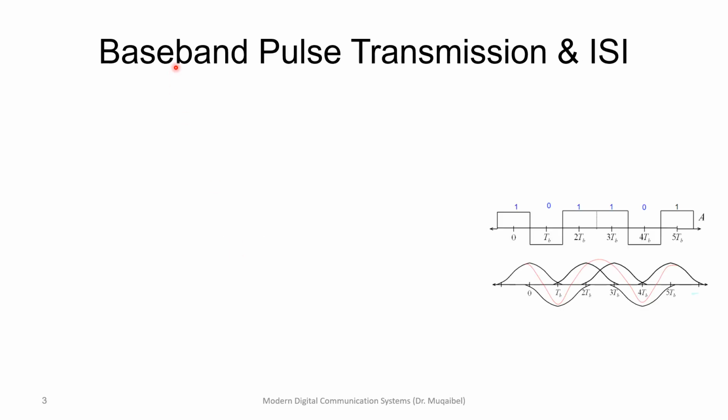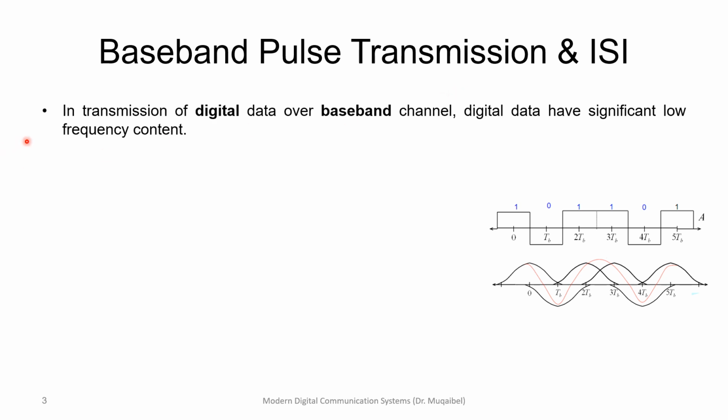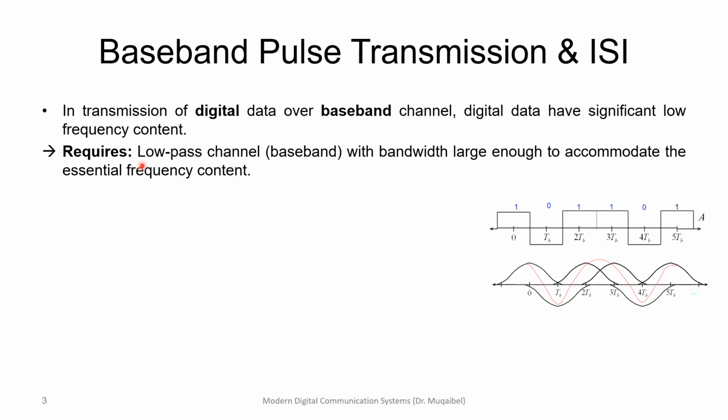So let's just lay the background for baseband pulse transmission and ISI. In transmission of digital data over baseband channels, the digital data has significant low frequency content. To allow this signal to pass, we require a low pass channel, or baseband channel, with bandwidth large enough to accommodate the essential frequency content.